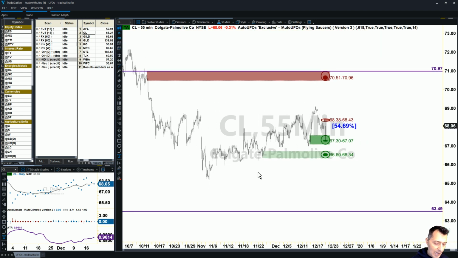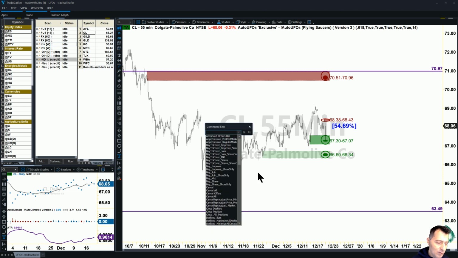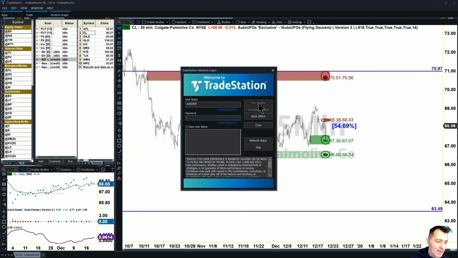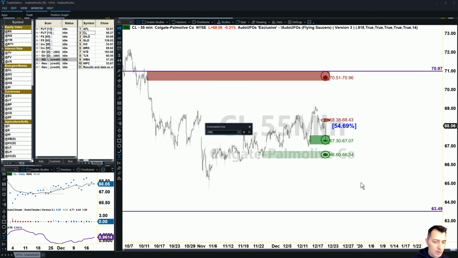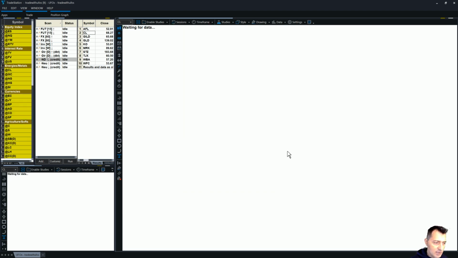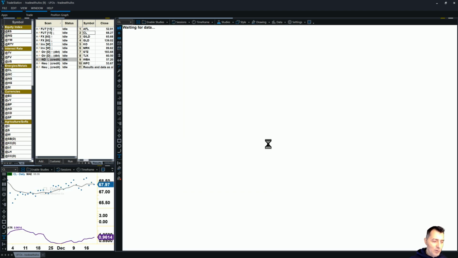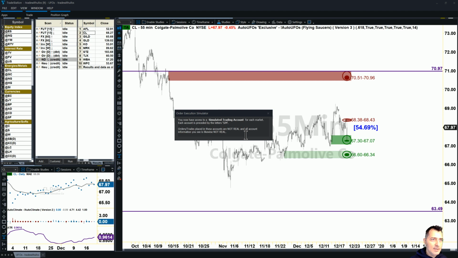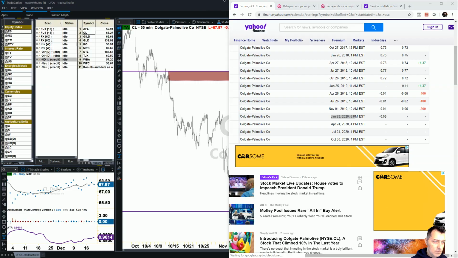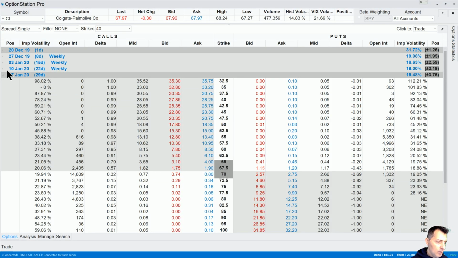Okay, and now I'm going to use my command. Now, yes, I'm going to use ONL for online, and then I'll pick working online. It's going to ask me for a password again. So I'm just going to type it. And the moment I type it, everything will go back to normal inside TradeStation. Okay, so let's see if we do have a trade or not. I'm going to pick Option Station Pro. Here we go. Colgate Palmolive.